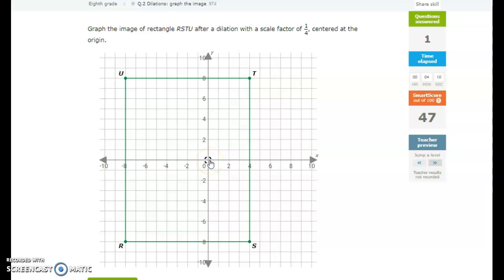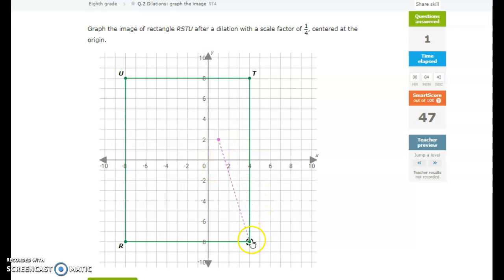Point T, again, how many did it go up? It went up 8 and it went to the right 4. So I'm going to have to take each of those numbers times 1/4, which is the same as dividing by 4. So it went up 8. So 1/4 of 8, or 8 divided by 4, would be 2. So now it's going to go up 2. And then it went over 4, but 4 times 1/4, or 4 divided by 4, would be 1. So this would be my new point T at 1, 2.